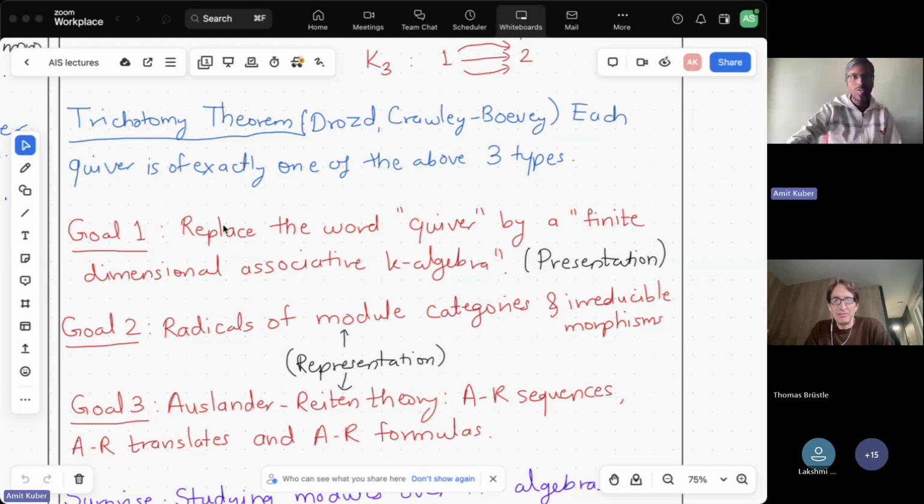Okay, so we started with some motivation for the whole week. And there are three goals. We want to classify representations, representations of quivers.